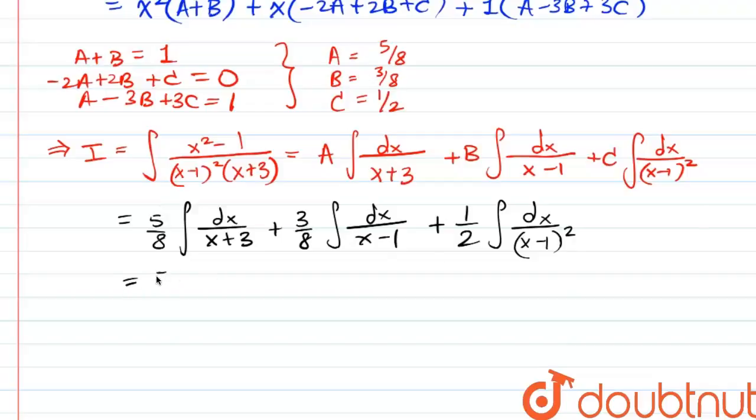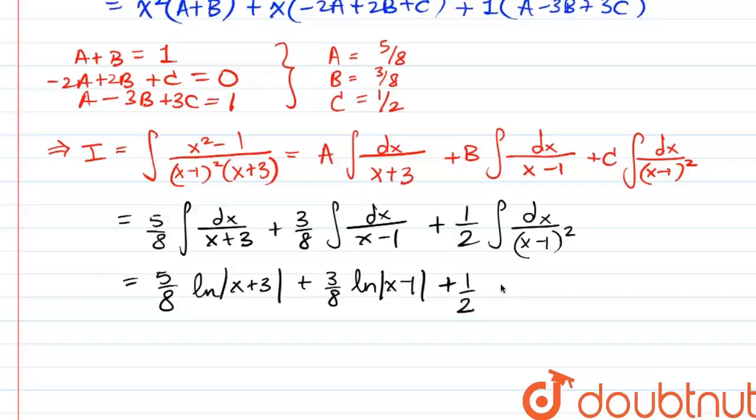This will be equal to 5 by 8 times the natural log of (x plus 3) plus 3 by 8 times the natural log of (x minus 1) plus half times (x minus 1) to the power negative 1 divided by negative 1, plus the constant of integration c.